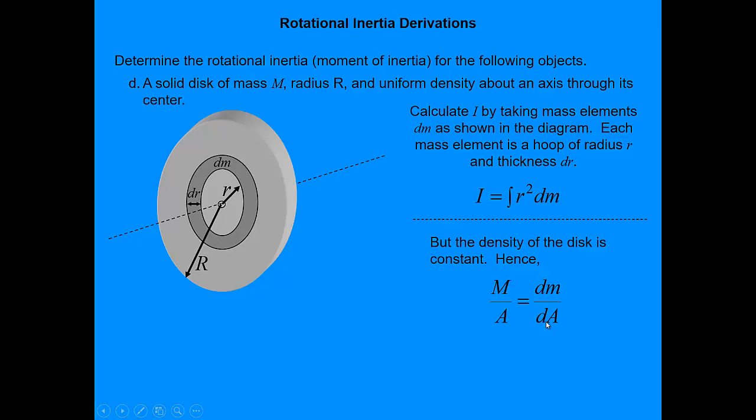Now, the question becomes, how do we write out dA? Well, dA is going to be the area of this. So how are we going to figure out what the area of that is? Well, if you look at the outside edge, isn't that a circle? And we know the area that would be inside that circle.